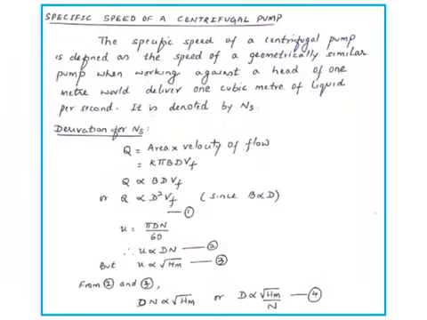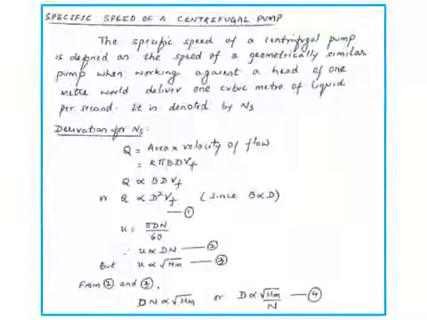As we had the specific speed of a turbine, here is the specific speed of a centrifugal pump. When you have a model of a centrifugal pump, that means a geometrically similar pump, working against a head of 1 meter and delivering 1 cubic meter per second, that is discharge as one, then the corresponding speed achieved by the centrifugal pump is known as the specific speed. So what is specific speed now? The specific speed of a centrifugal pump is the speed of a geometrically similar pump which, when working under a head of 1 meter, will deliver 1 meter cube per second of water. It is denoted by Ns.